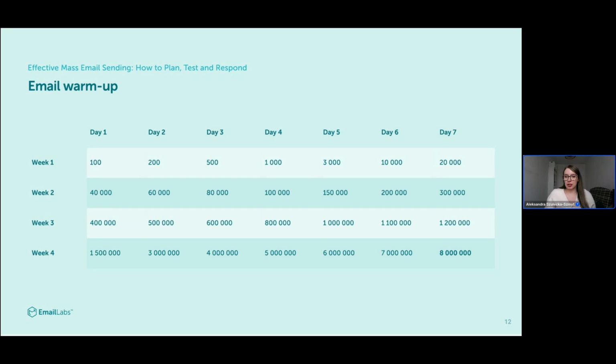So we can see that the initial volume is very small. It's only 100 emails. Obviously, it doesn't need to be 100. It can be a little bit more. We advise senders to adjust it to their own contact base, to their own volumes that they are going to send. And as you can see, at the end, we have 8 million, so our target volume, and it took us 4 weeks to properly warm up the domain or the IP address that we are going to use.